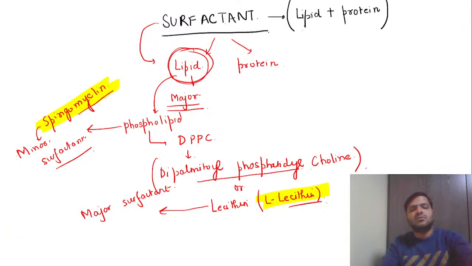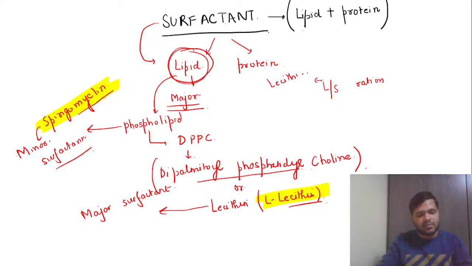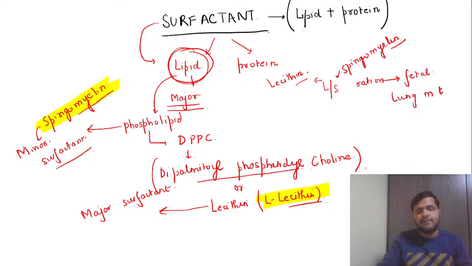Apart from that, you should remember, guys, that we have something which is called the L by S ratio, the lecithin to sphingomyelin ratio. So when I say lecithin to sphingomyelin ratio, it is useful for fetal lung maturity.